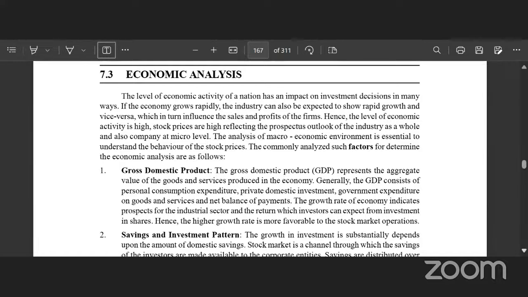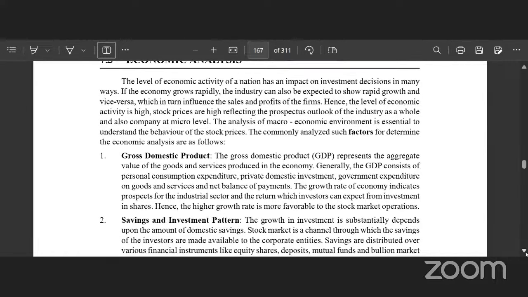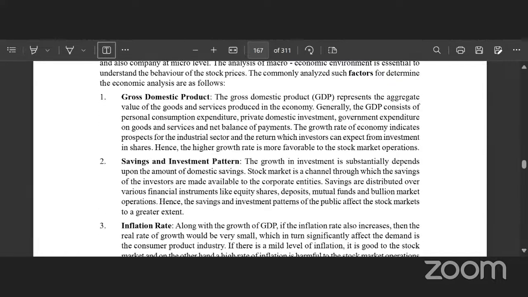Right? So that is the reason why we are supposed to understand the economy in a better way, and to understand the economy, we'll do the economic analysis. Various factors to consider in economic analysis are like this: gross domestic product. This gross domestic product represents the aggregate value of goods and services produced in the economy in a particular time period. Generally, it is 1 year. So, the value of goods and services produced in an economy is GDP, right?